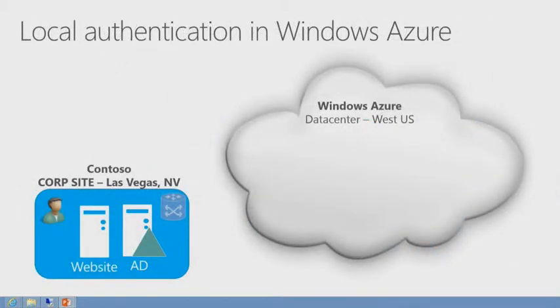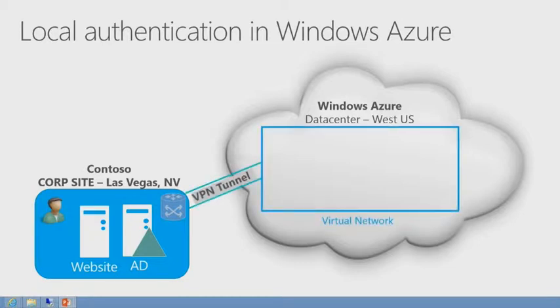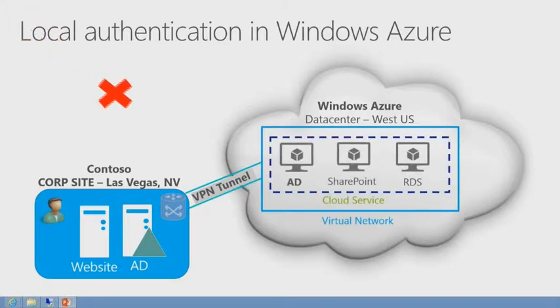Next up, what are some reasons why you might want to run Active Directory on a VM in Windows Azure? You've got this corporate site, happens to be in Las Vegas, and you have this data center. Well, the first thing you might have is some applications up there. You've got a cloud service, you've got SharePoint, maybe remote desktop services up there, and you need to have those applications be able to work in the event that perhaps the big red X of death comes down upon your VPN tunnel.